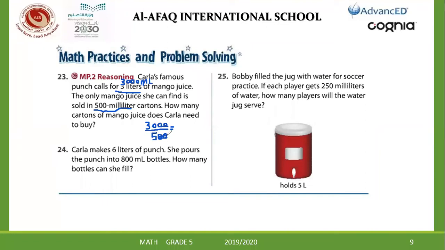30 divided by 5 will be what? Yes, 6. So here, how many cartons should she buy? 6 cartons to get 3 liters or 3000 milliliters. Okay? So here, 6 cartons. Okay, teacher, thank you. You're welcome, teacher.